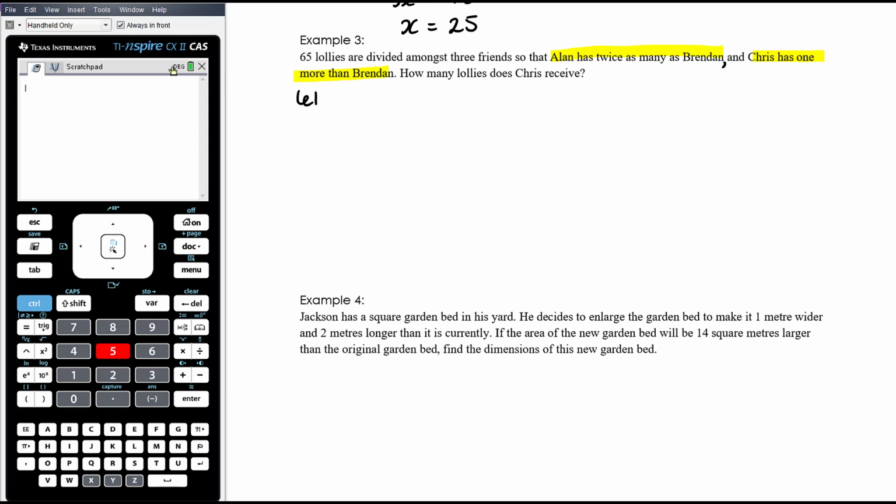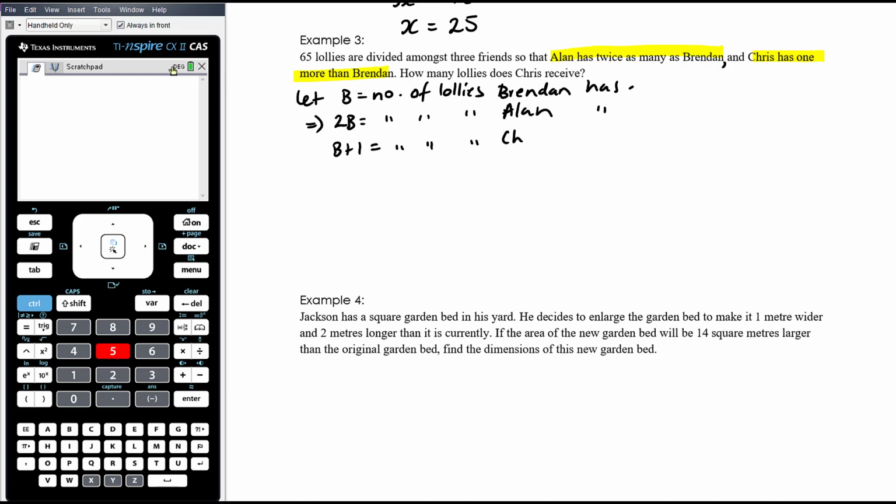Okay, so let b equal the number of lollies Brendan has. Which means that Alan has twice as many as Brendan. So 2b is the number of lollies Alan has. And Chris has 1 more than Brendan. So b plus 1 is the number of lollies that Chris has. So again, we haven't focused on being able to write down an equation straight away. We're introducing a variable first of all. We're expressing the other quantities in the problem in terms of that variable, and then we can build an equation.